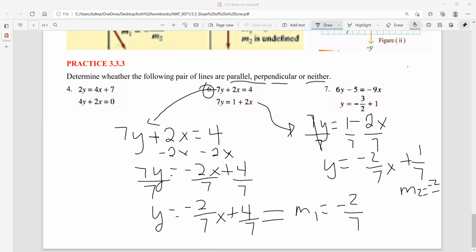All right, so the slope here is negative 2 sevenths, and the slope here of line 2 is negative 2 sevenths. So if we were to graph this, because they have the same slope, that means that these are parallel lines. P-A-R-A. These are parallel lines.